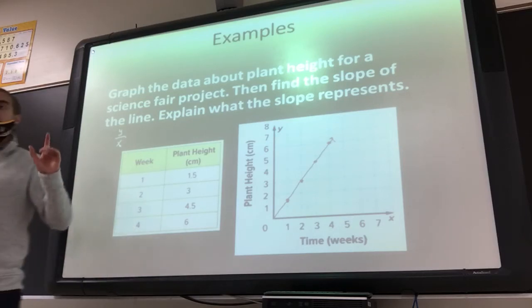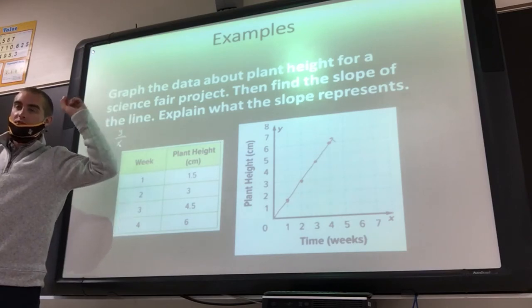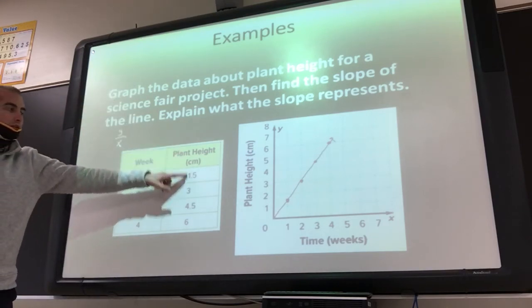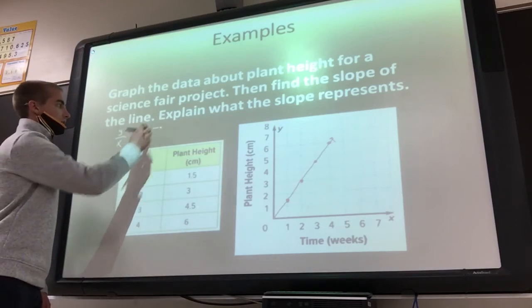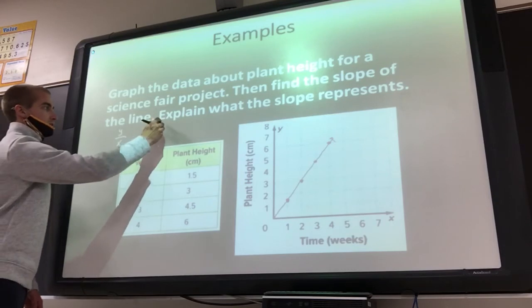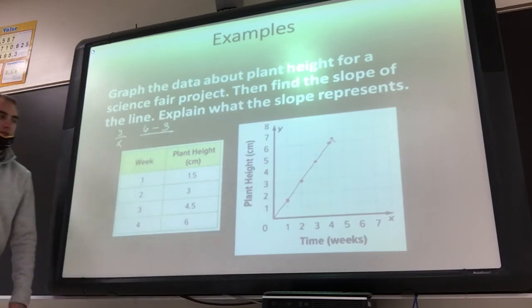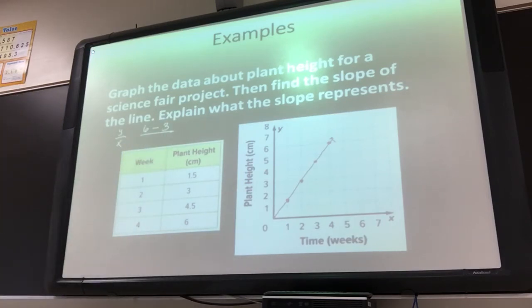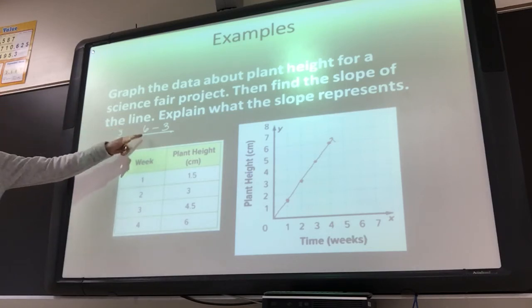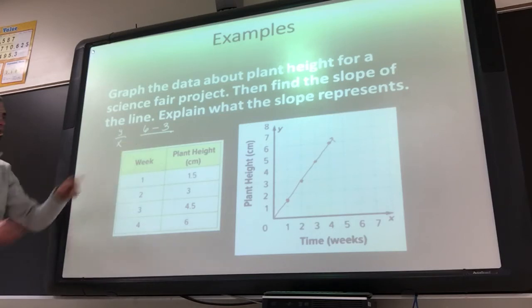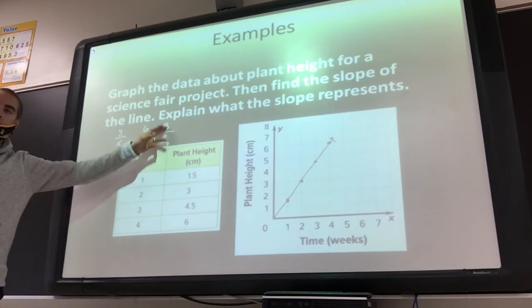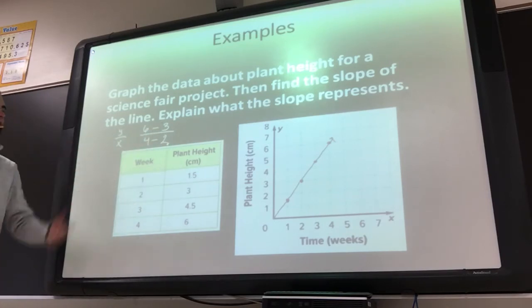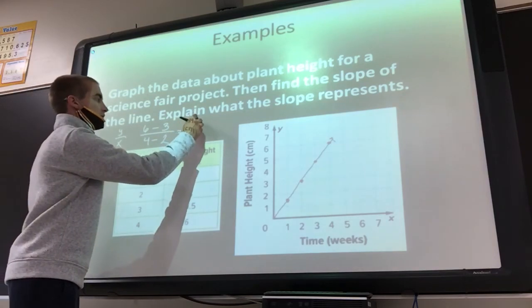So remember, the number that is higher up on the line comes first. So our y value is plant height, which means 6 is going to come first, minus 3. Subtract the two y values. So then how should we subtract the two x values? What should come first? If 6 came first here, 4 needs to come first for the x. 4 minus 2. 6 and 4 go together. 3 and 2 go together. And then subtract. That's going to get us 3 over 2.